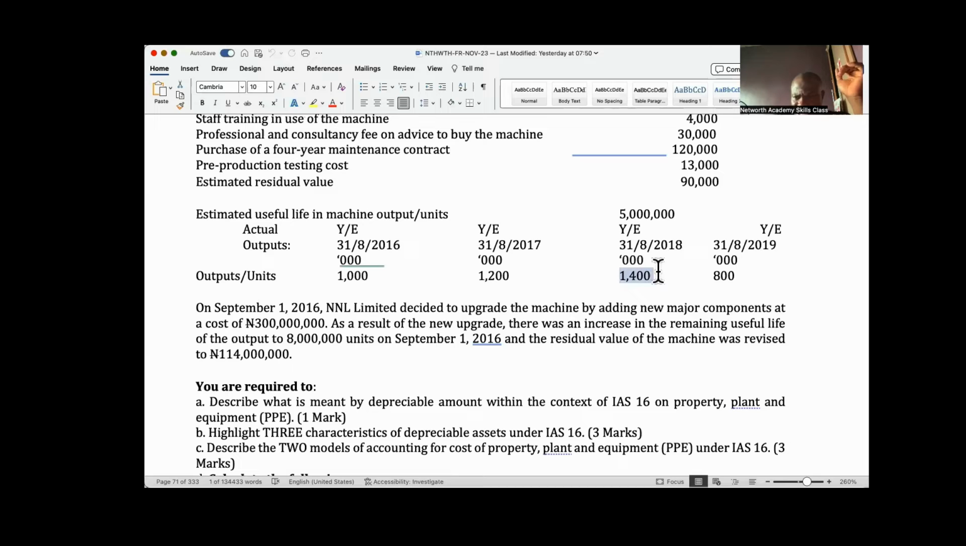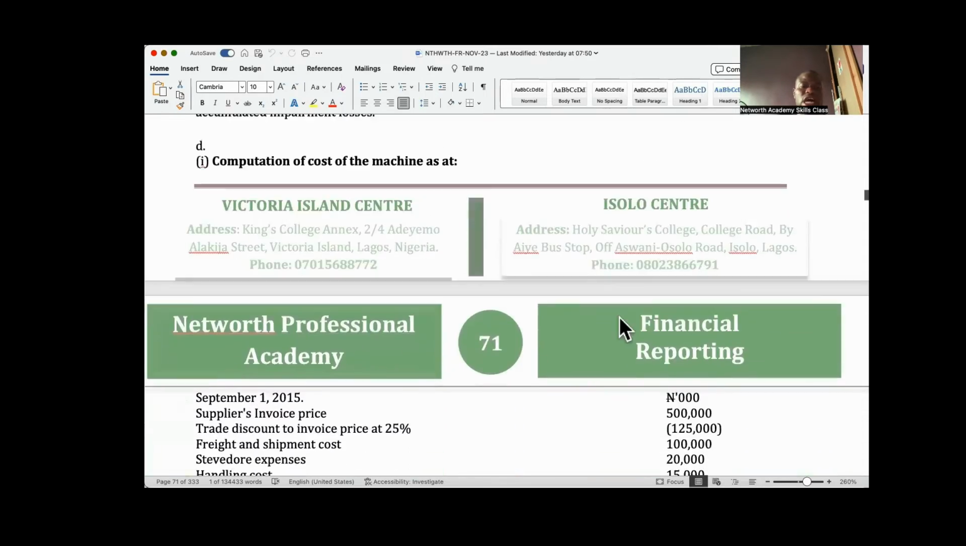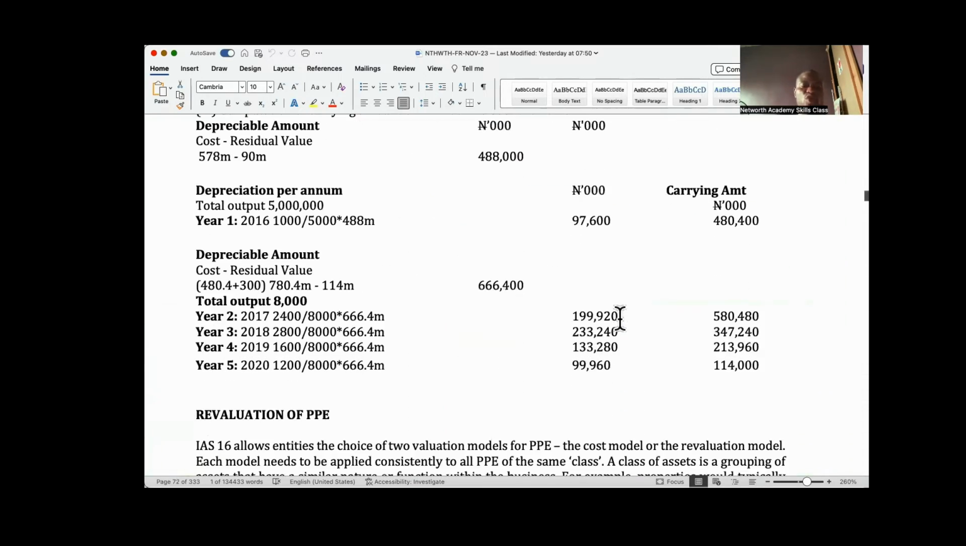If my total output has doubled from year two, the capacity from year two going forward will not remain the same. In year two, will I still produce just 1,200? No. I'll be producing double, which is 2,400. I'll be producing double in year three, which will result in 2,800. And I'll be producing double of 800 in year four, which will result in 1,600. That shows in how I calculated the depreciation from year two going forward.